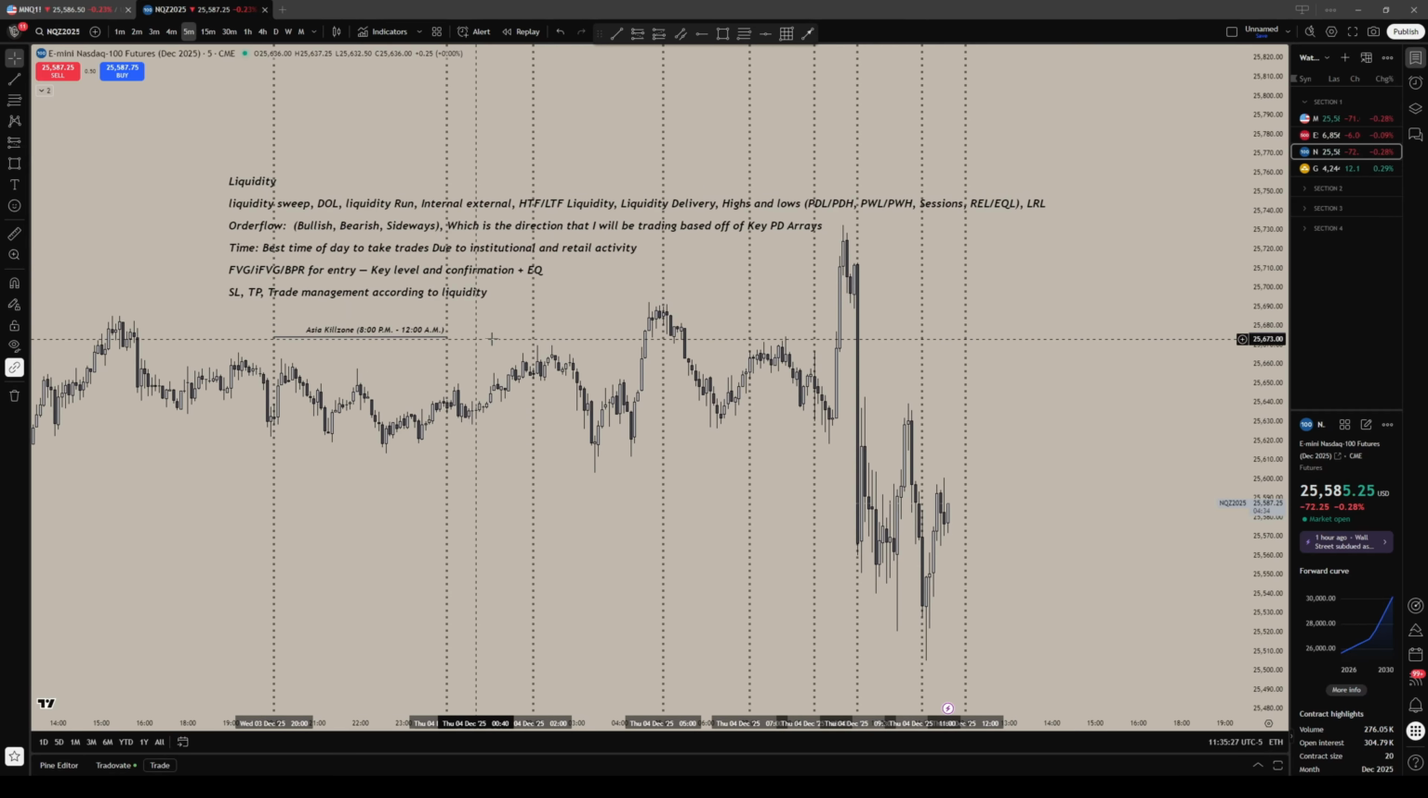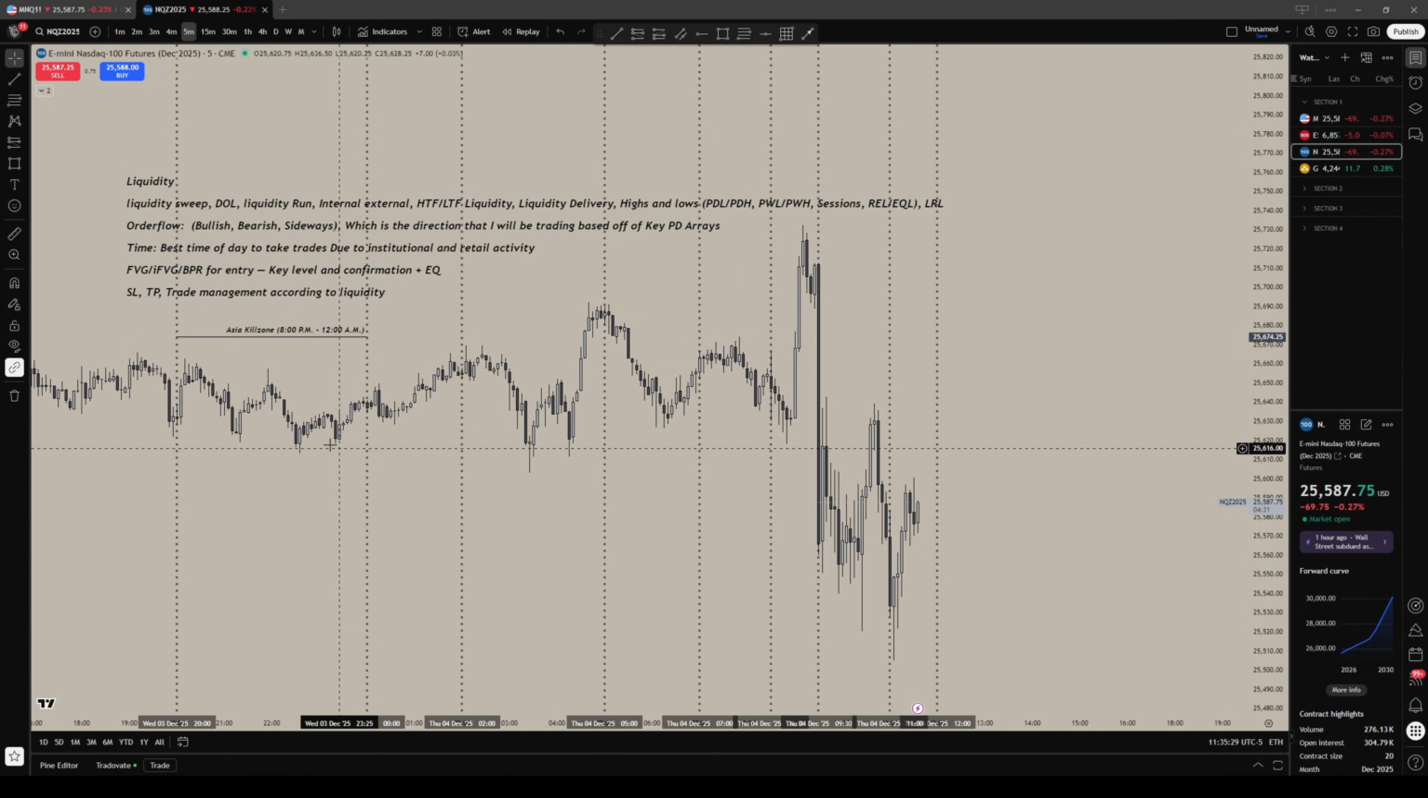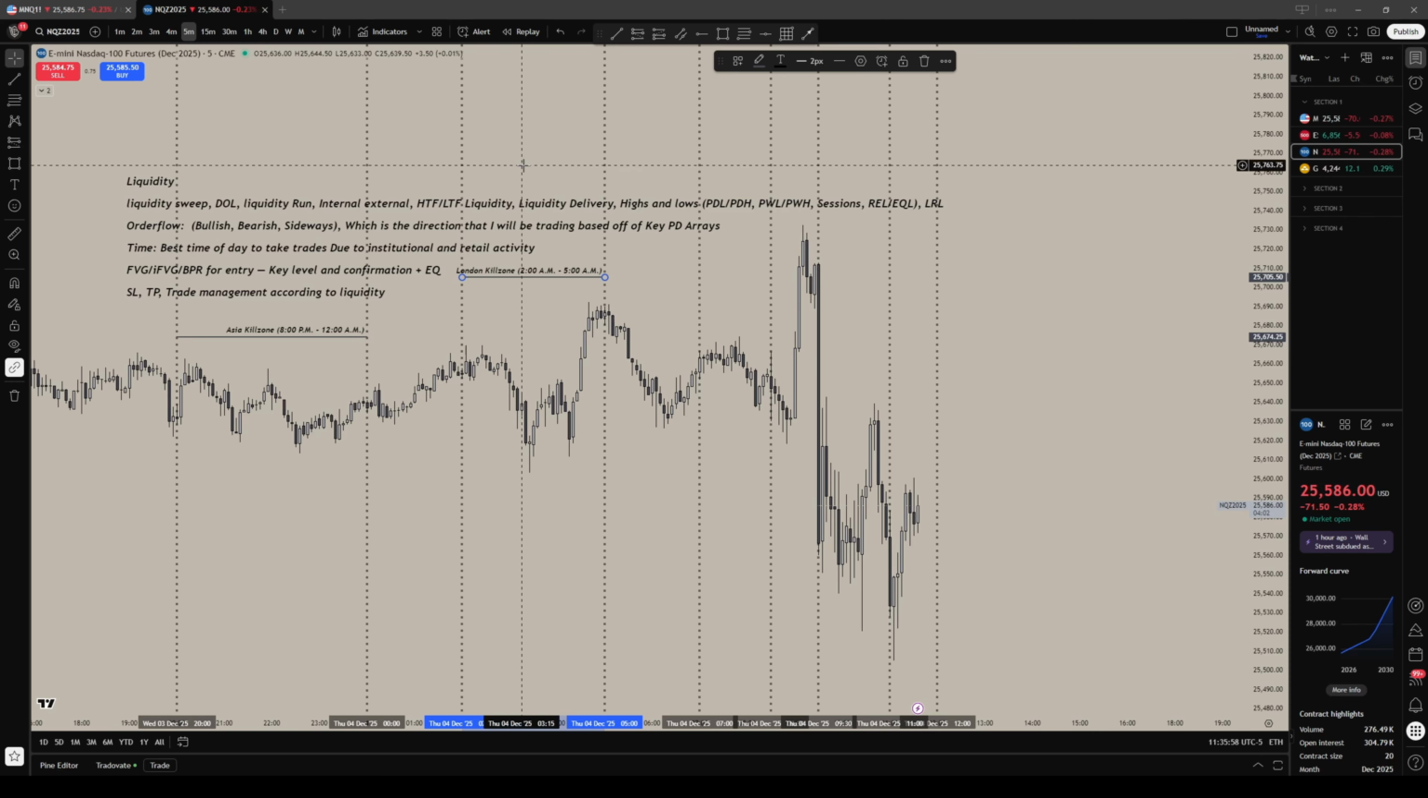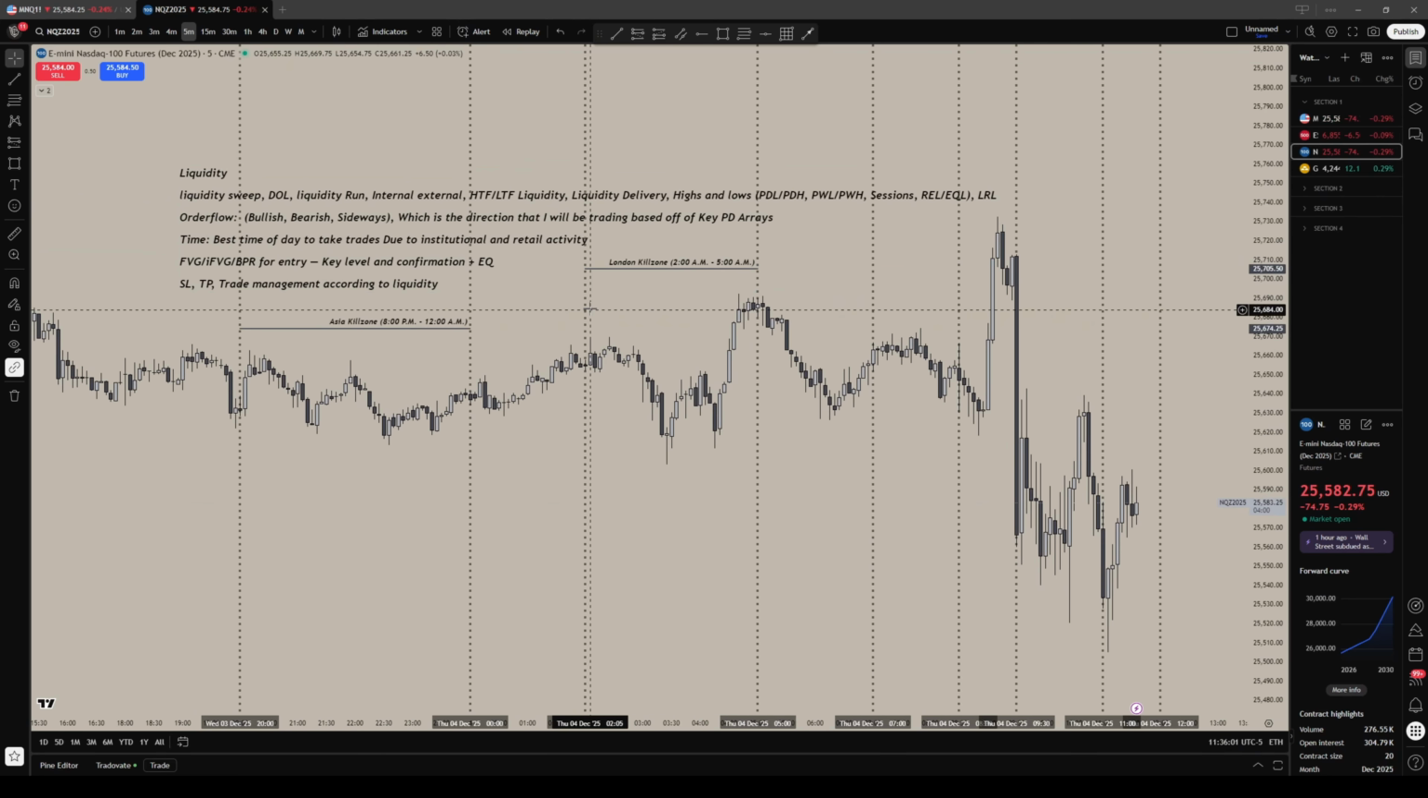Now between 12 to 2, it's pretty dead. Then you have 2 all the way to 5 a.m. and this is the London kill zone. I personally love trading during this time because you get pretty clean moves and not too much volume, but a good amount of volume. And for me, where I live, I can trade this during my morning. If you want, you can wake up in the middle of the night to trade it. London kill zone is right here.